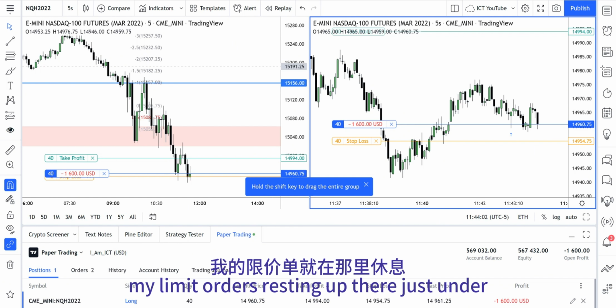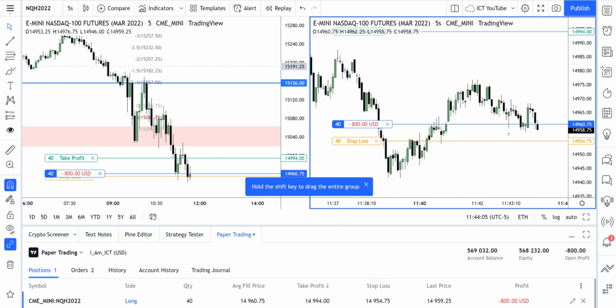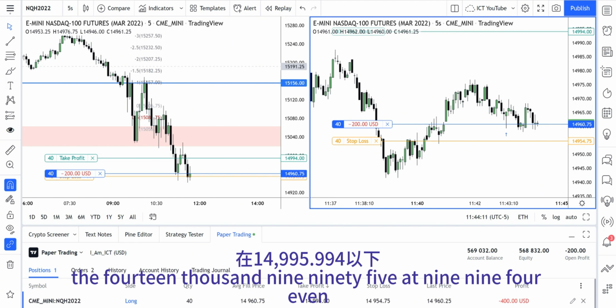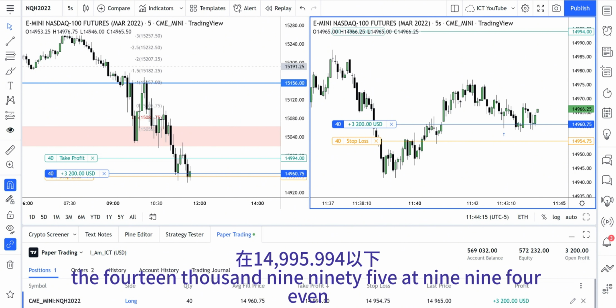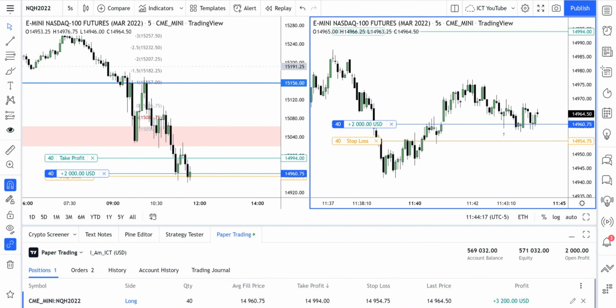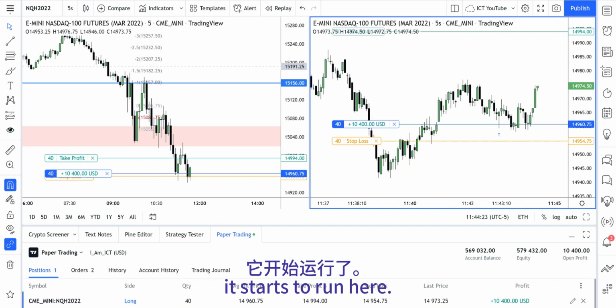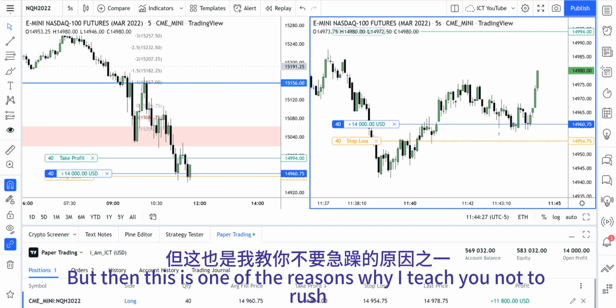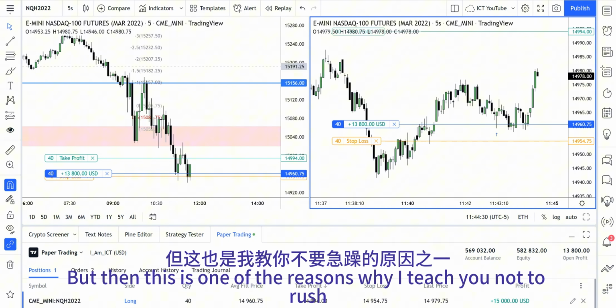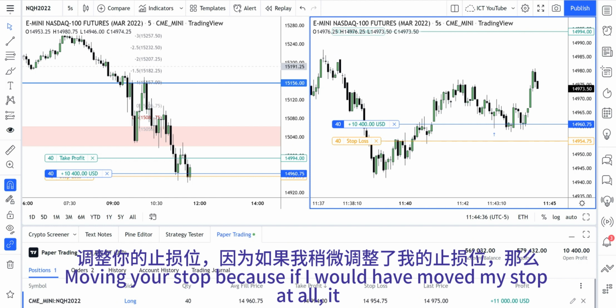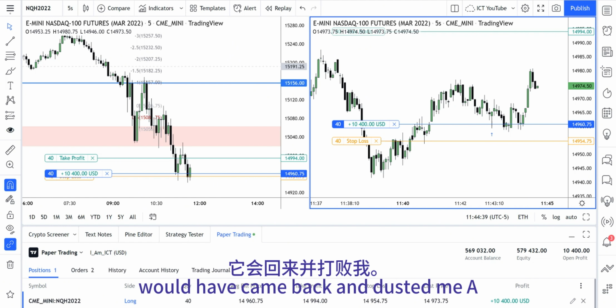So my limit order's resting up there, just under the 14,995 at 994 even. Okay, it starts to run here, but then this is one of the reasons why I teach you not to rush moving your stop. Because if I would have moved my stop at all, it would have come back and dusted me.